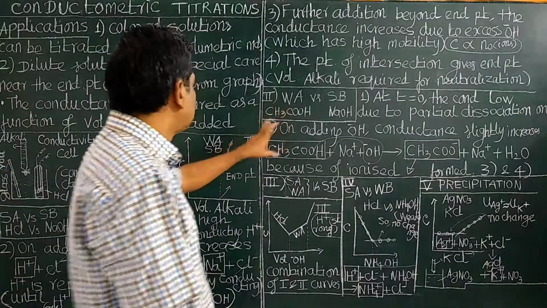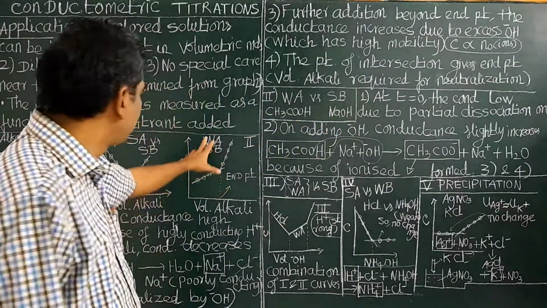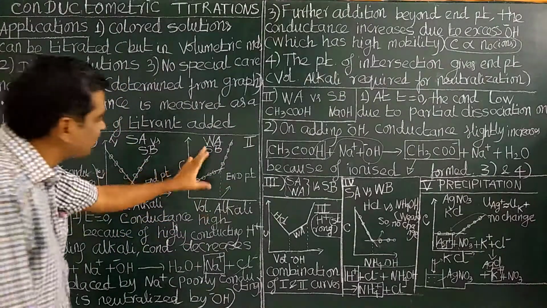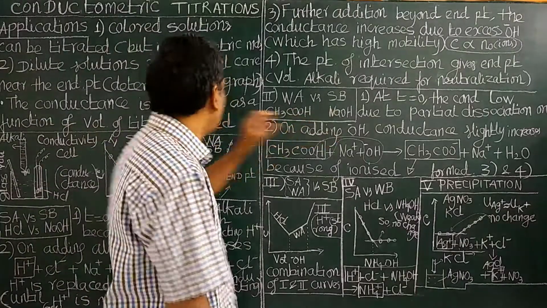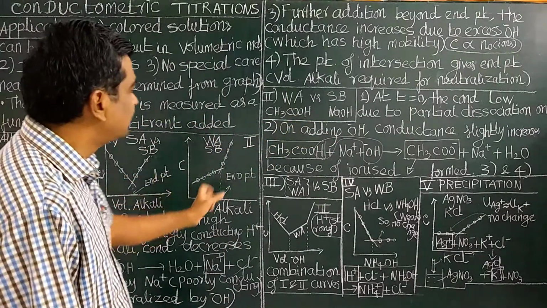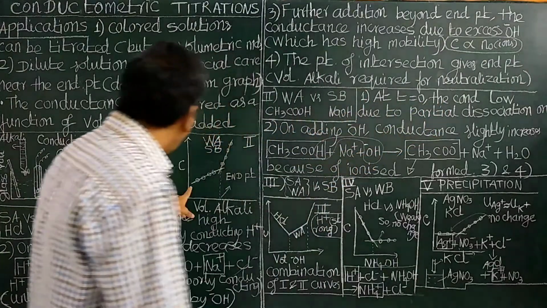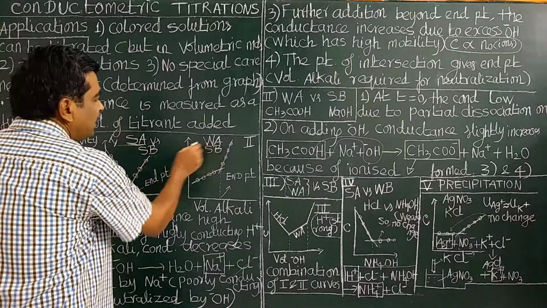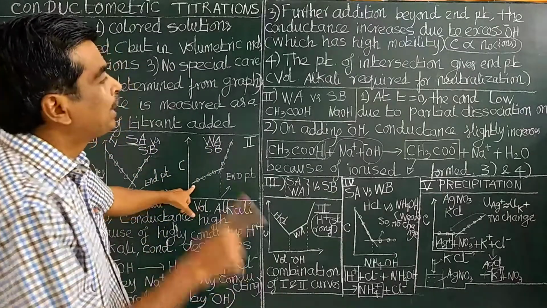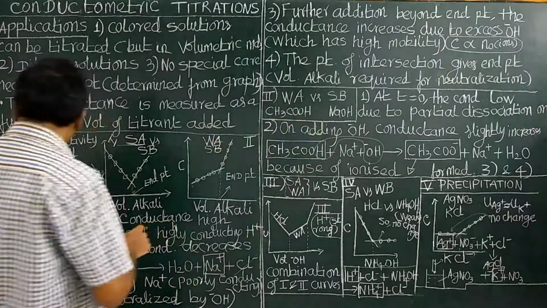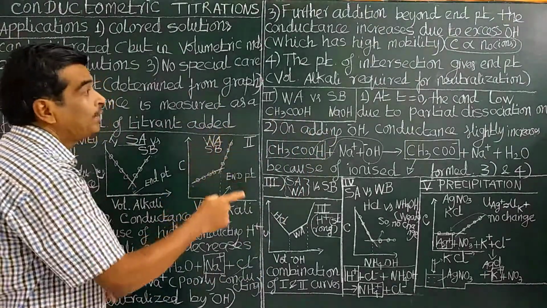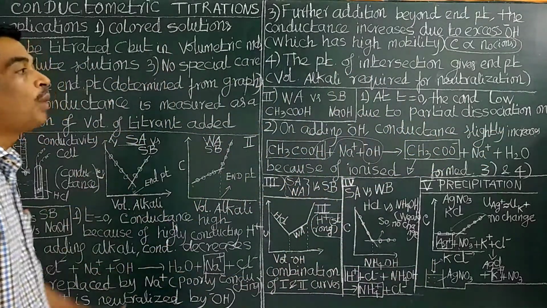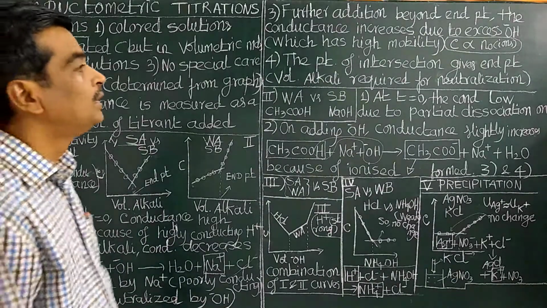Okay. Next, let us see weak acid versus strong base. In the beaker, we have taken a weak acid, for example, acetic acid versus sodium hydroxide. In the beginning, the conductance is low. The conductance is high in the case of a strong acid, but in the case of a weak acid, the conductance is low. Why is the conductance low? Due to partial dissociation, partial ionization, or incomplete dissociation.